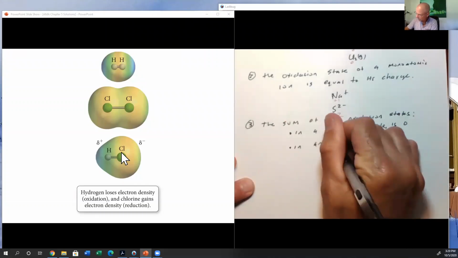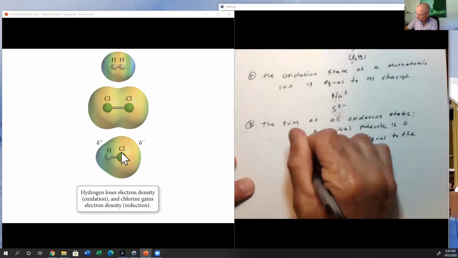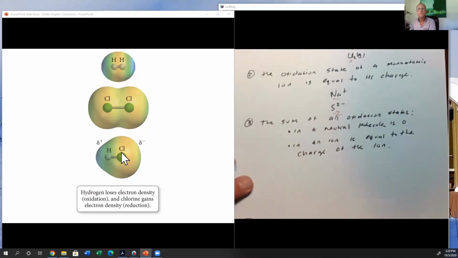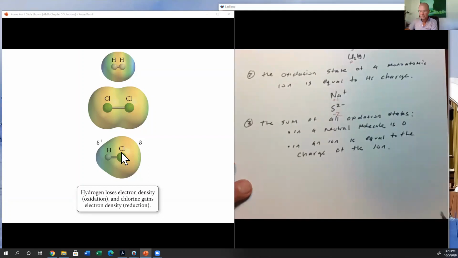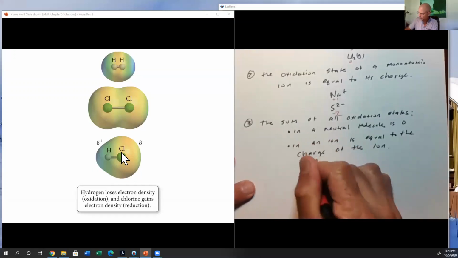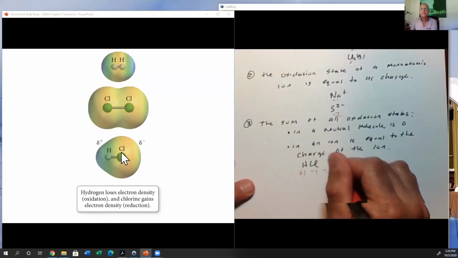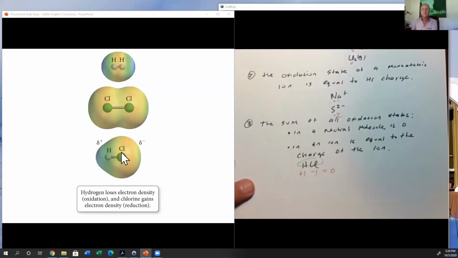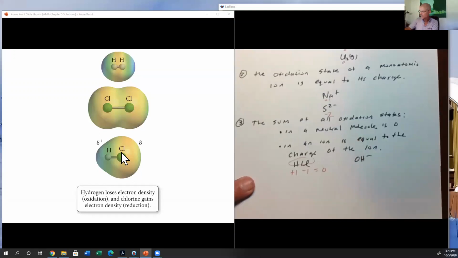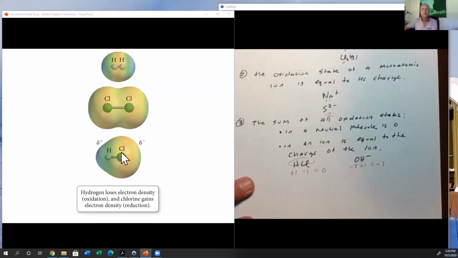The sum of the oxidation states in an ion is equal to the charge of the ion. So if I have something like HCl, for example, the oxidation state of hydrogen is +1, the oxidation state of chloride is -1. So when I sum those together, I get 0, right? Because HCl is neutral. If I have something like OH minus, the oxidation state of oxygen is -2, hydrogen is +1. So when I sum them together, that's -1.